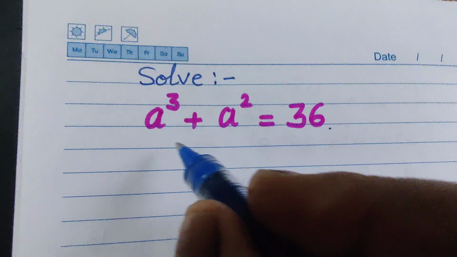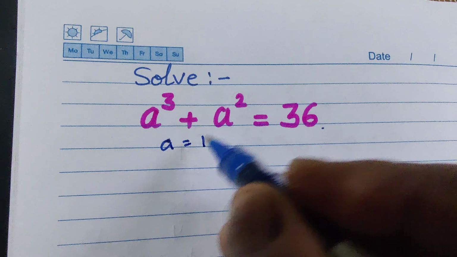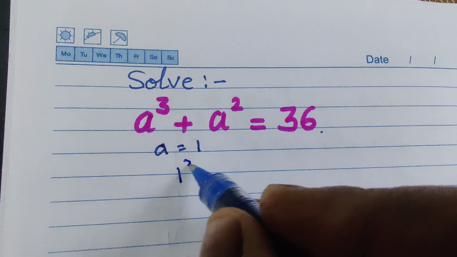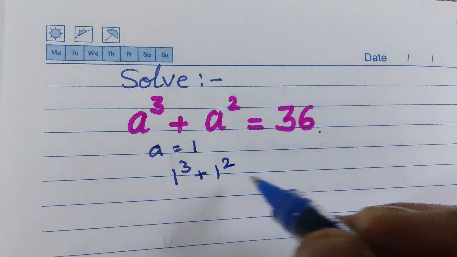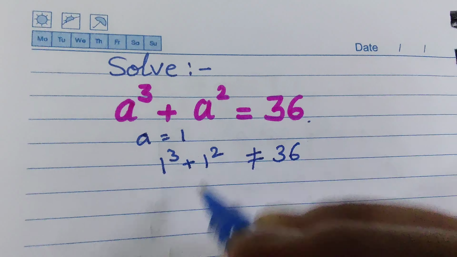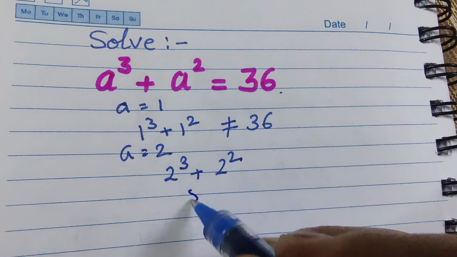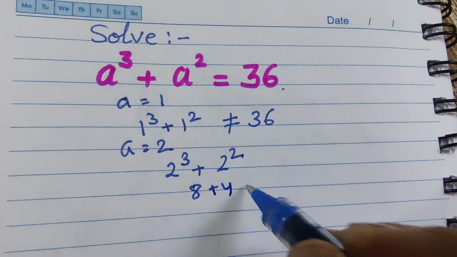First, if we put a equal to 1 in this polynomial, will it be satisfied? 1 cube plus 1 square is not equal to 36. Check for a equal to 2. 2 cube plus 2 square, that is 8 plus 4, 12, is not equal to 36.